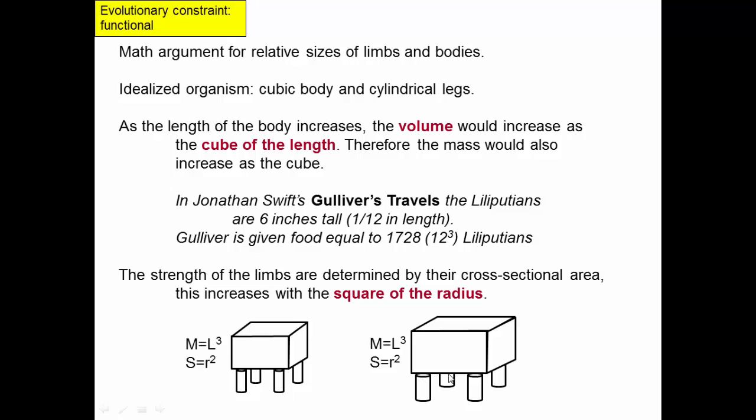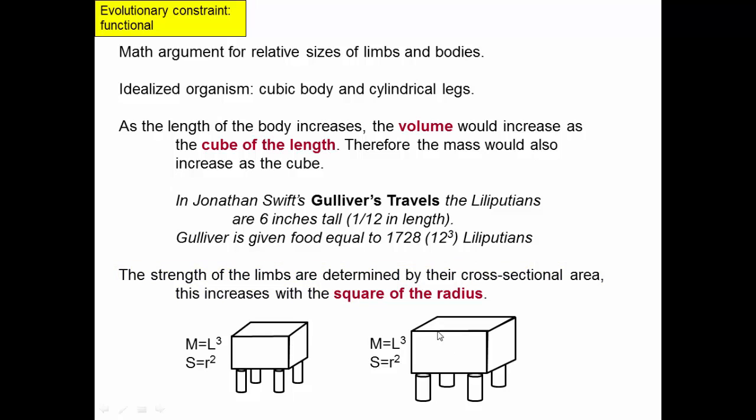But now if we think about the limbs that these things are on, well, the strength of this limb is based on the cross-sectional area. And the strength of that limb is going to be determined by the square of the radius. So we have a situation where the mass of the body goes up as the cube, but the strength of the limb only goes up as a square, which means the bigger and bigger an organism gets, the thicker and thicker relative to the body the limbs would have to get.